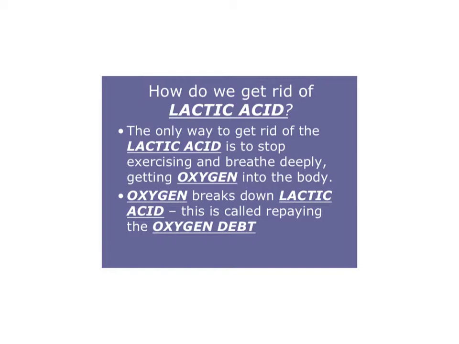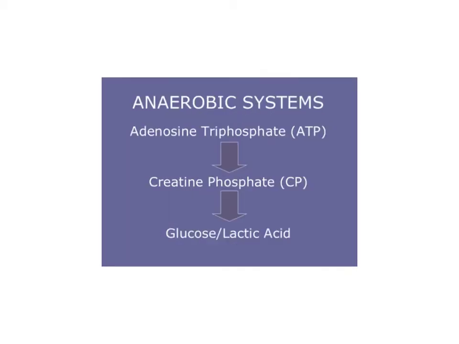However, we can get rid of lactic acid. We can get rid of it by stopping exercise completely. We can breathe deeply and get oxygen into the body, and the oxygen breaks down the lactic acid. This is called repaying the oxygen debt. What happens is the body pumps the lactic acid around, and the oxygen then supplies the muscle ATP system, so it goes into the aerobic system.